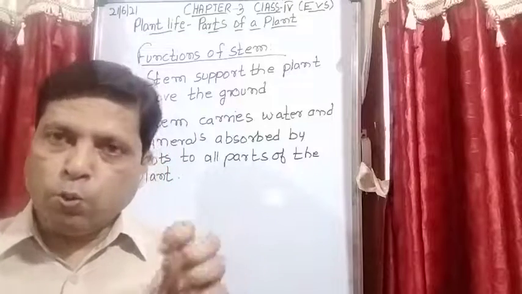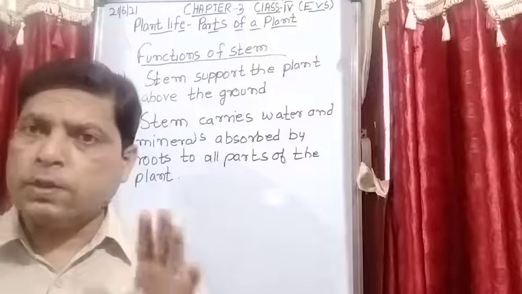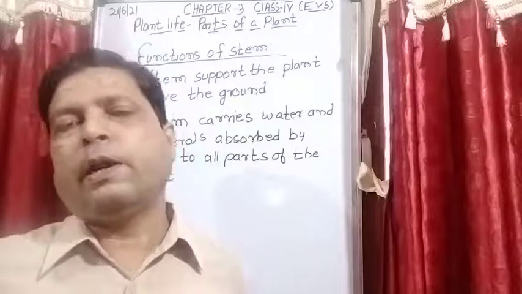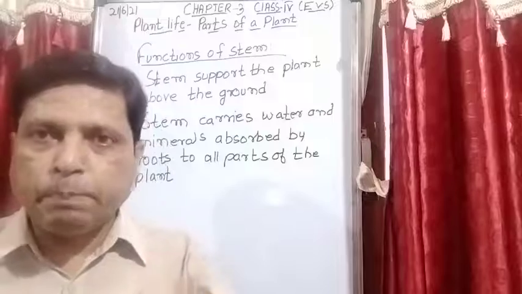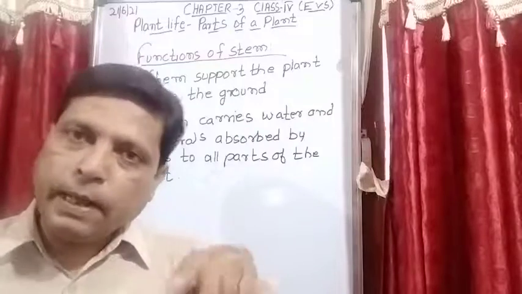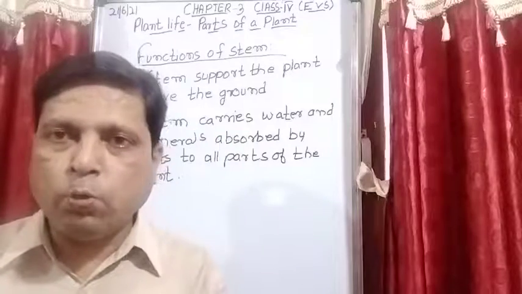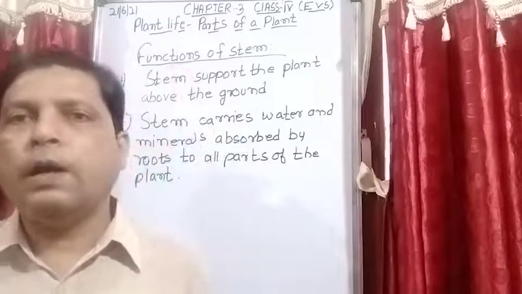Okay, the root only absorbs water and minerals, the stem does not absorb. But when the root absorbs water and mineral from the soil, it passes to the stem, and then the stem passes these water and minerals absorbed by the roots to all parts of the plant.